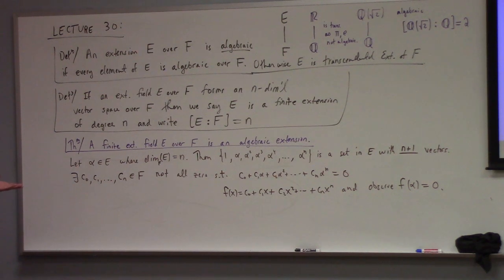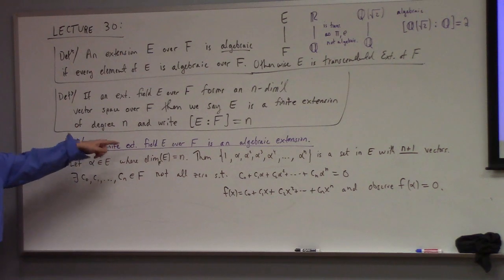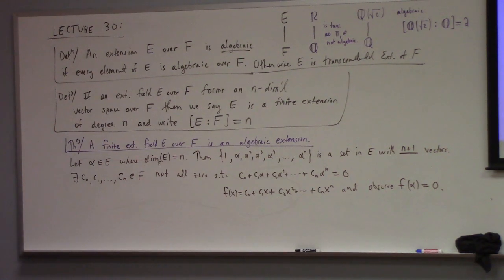Which alpha are algebraic? Arbitrary alpha, right? Which is what we need to show, that E is an algebraic extension of F. And we proved that earlier one.